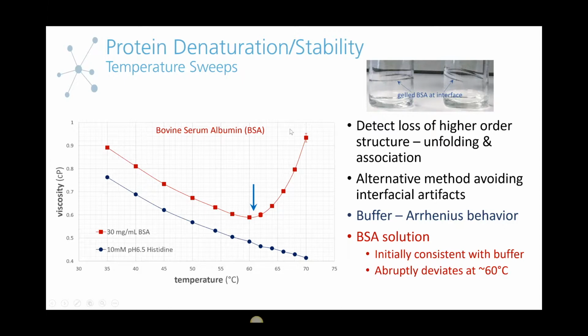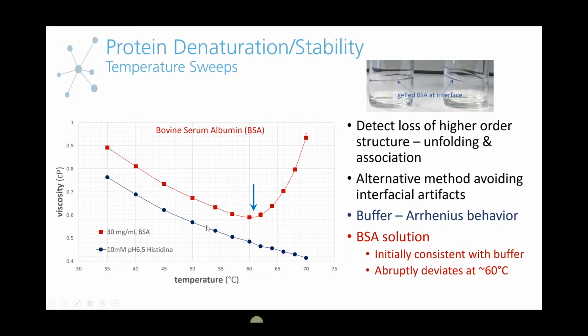So now the data, if we look at the viscosity versus temperature, the red curve here represents our protein formulation, and then as a reference, we have our buffer formulation. And the buffer, as we mentioned, is what we would consider a simple fluid, and it just behaves as we would expect.